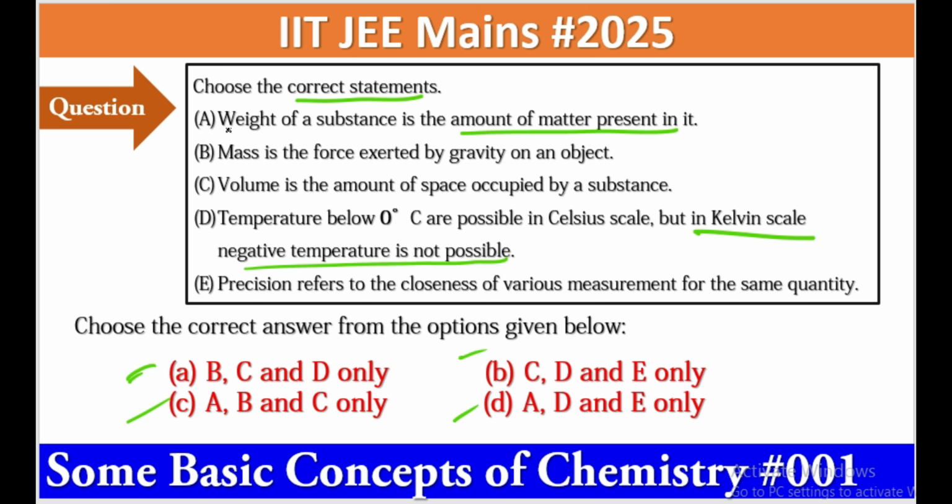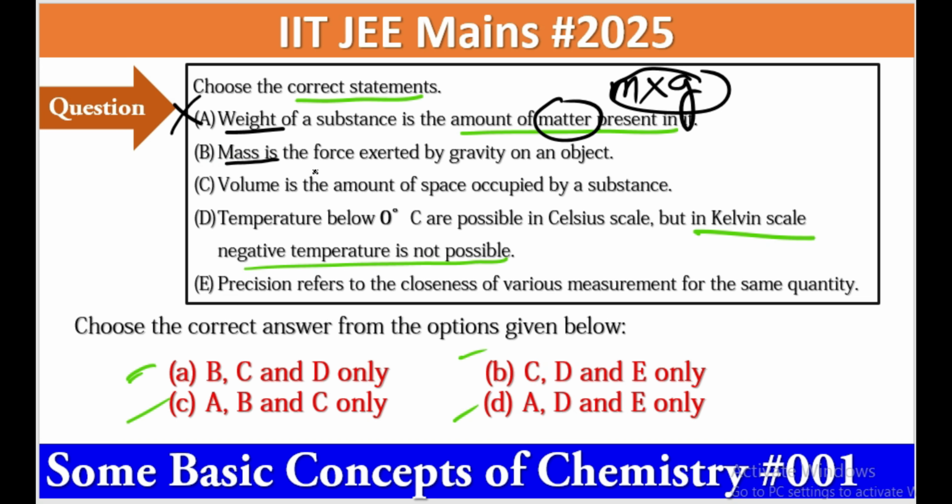See, the statement: weight of a substance is the amount of matter present in it. No, it is not correct. Why? We all know matter is connected to mass, which is m. Now, if you multiply g with this m, you will get weight. So, mass into gravity gives you weight. It is a wrong statement.